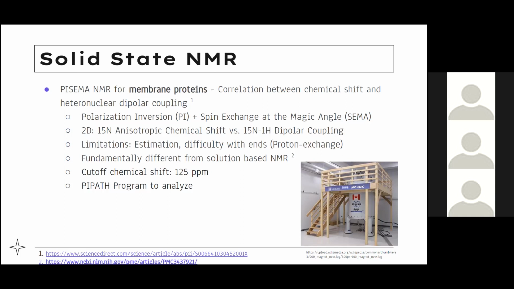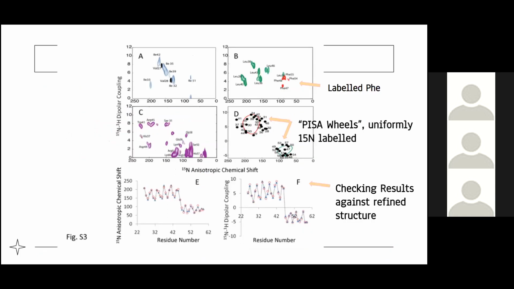And the program that was used here to analyze the restraints was called PPath, and it was very necessary for this study. And here's an example of what the NMR actually looks like. The A, B, and C are different N15 labeled amino acids, where the first one is valine, and the second one is leucine and phenylalanine, and the third one is several others.